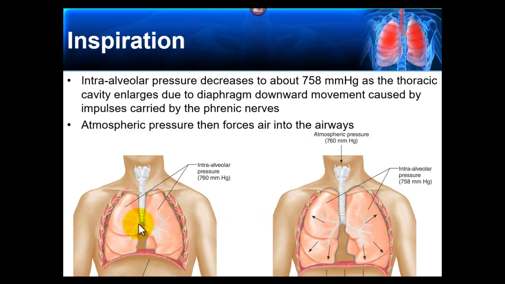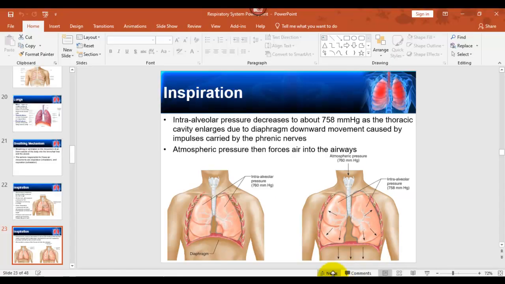So here's no breathing, and then see this is pulling out, and see here's the number 760 millimeters of mercury. Once the diaphragm presses down and it's pulling out and up, it's 758, so now you have a gradient, and now air is going to move into the lungs. And it does require energy because there are all these muscles contracting.